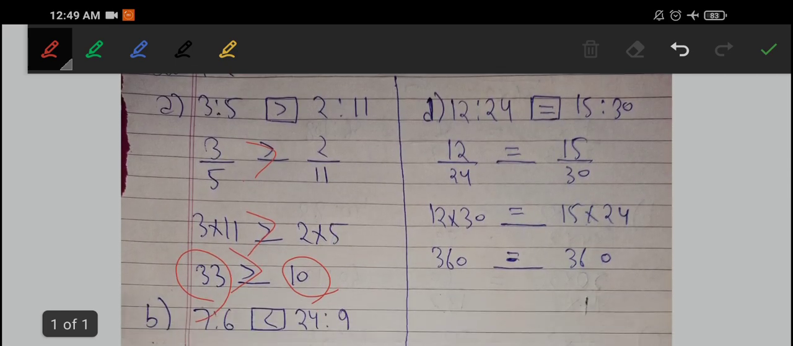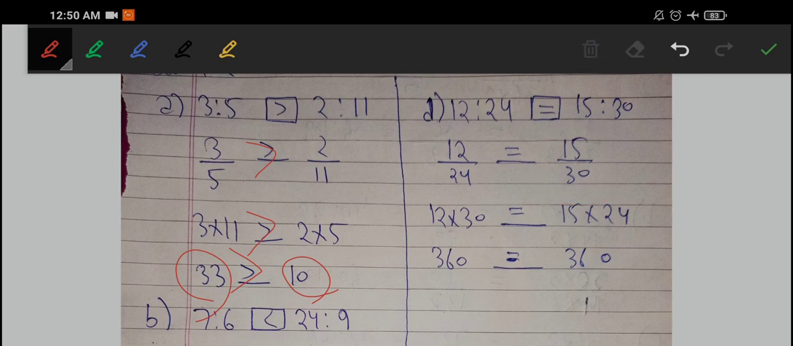In D part we are provided with the ratio 12 ratio 24. Then we have box. After this we have 15 ratio 30. Okay, children, make it very clear that directly we can't get the answer. We will start writing this symbol from here to here. Now this can be written as 12 upon 24, and this can be written as 15 upon 30.